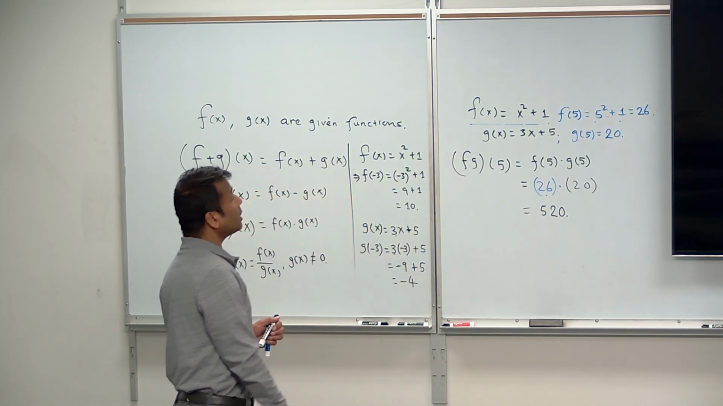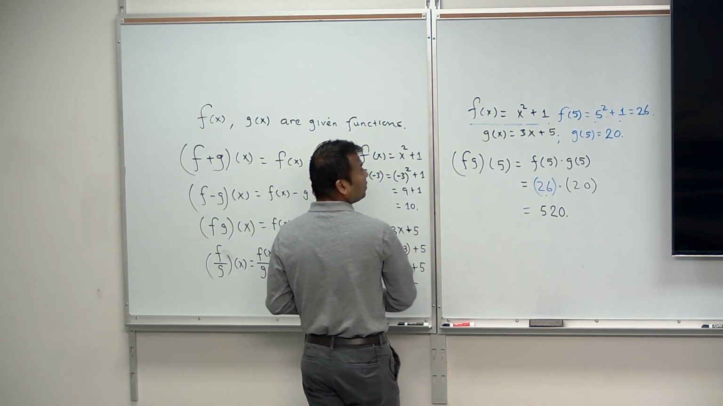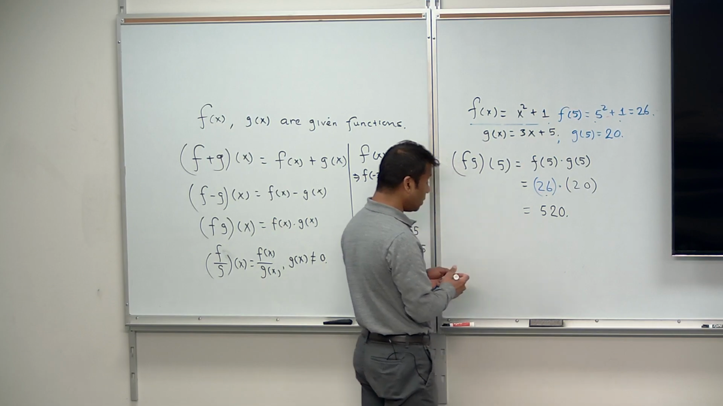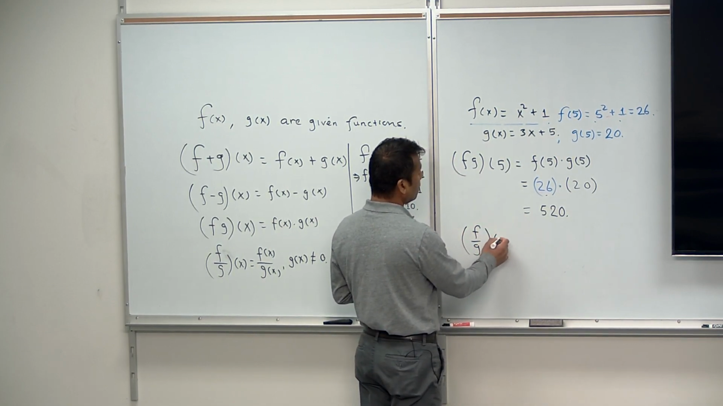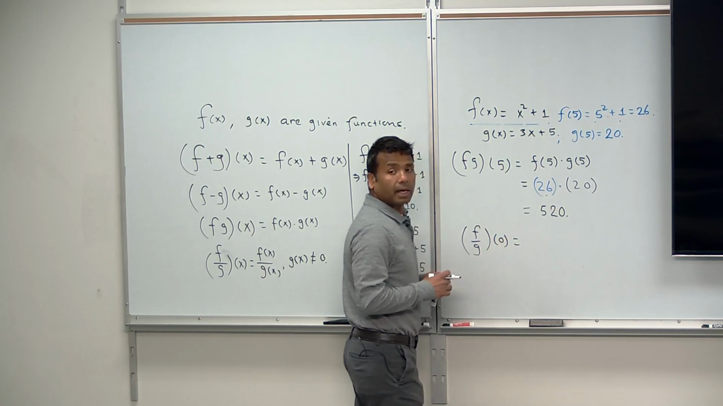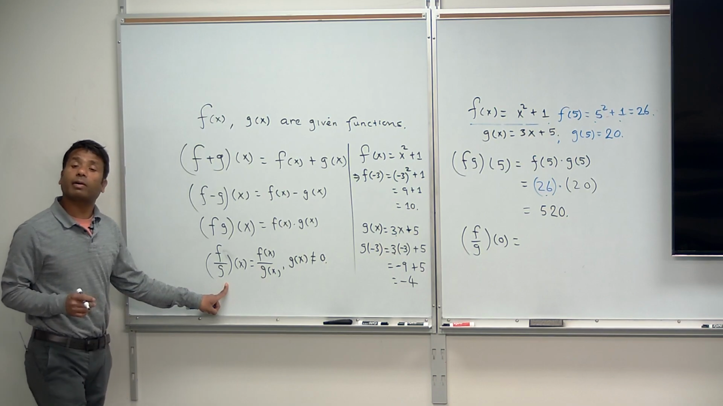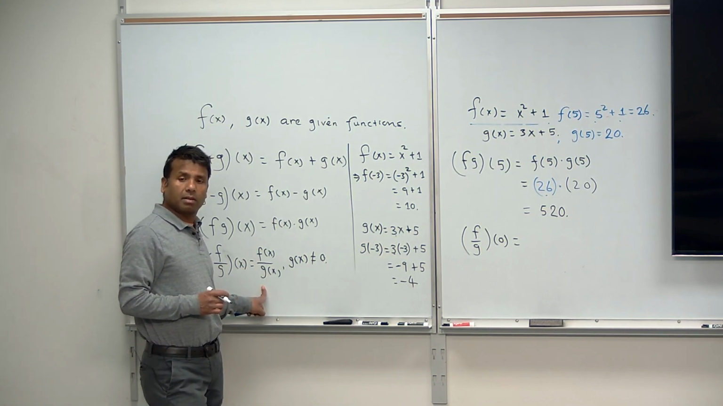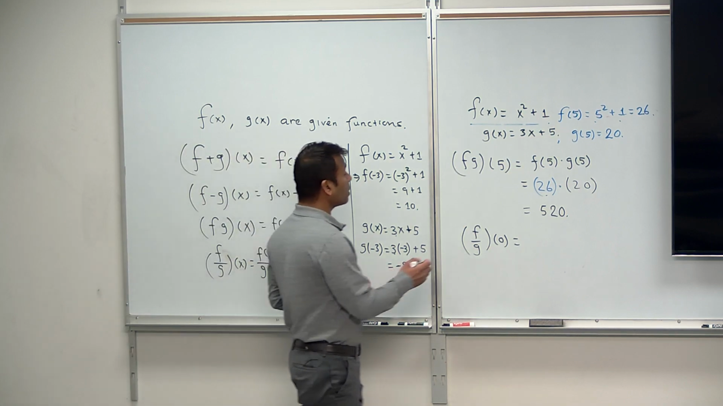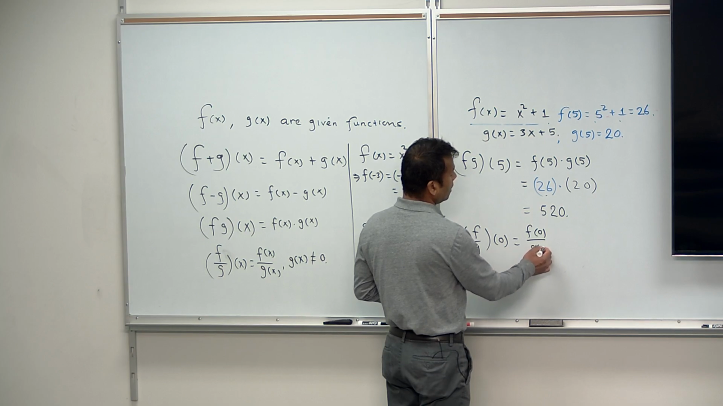Yep. And the last one is you need to find out the f over g of 0. So this is f over g of 0. And remember, this f over g of x is defined as what? f of x over g of x. Right? So this is f of 0 over g of 0.